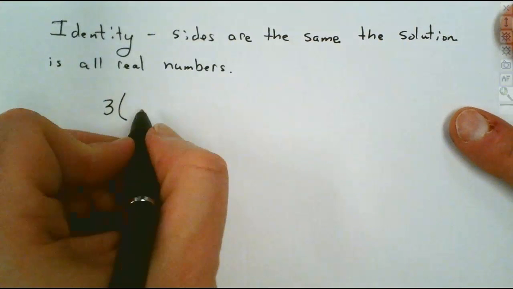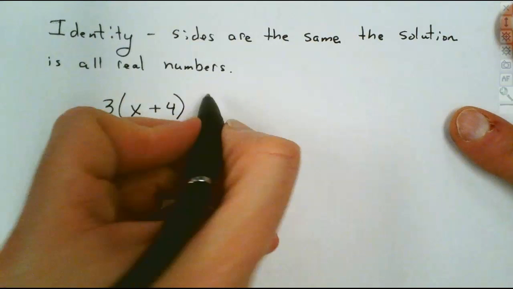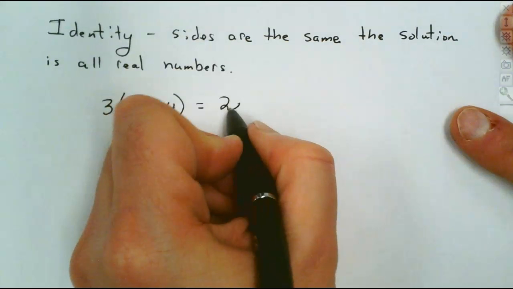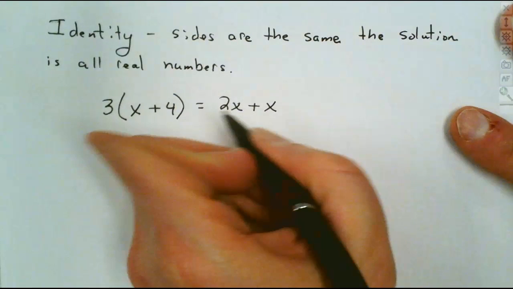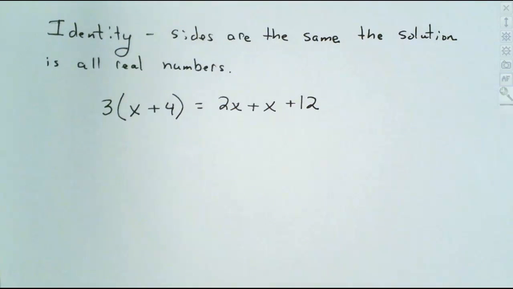About 3 times x plus 4 equals, how about 2x plus x plus 12. Now, these sides don't look exactly the same to start with, but after we use our distributive property and we combine like terms, you're going to see that they are the same.